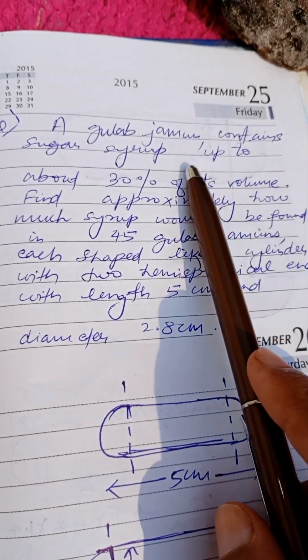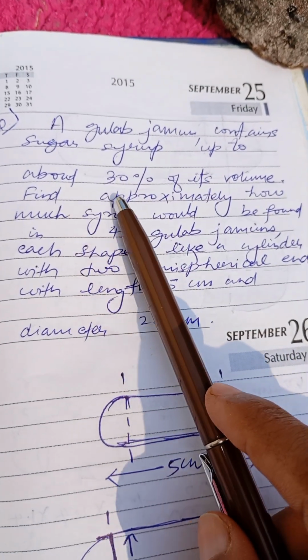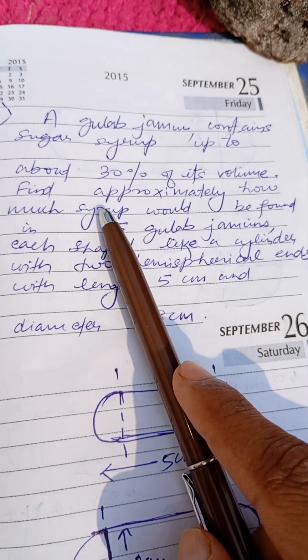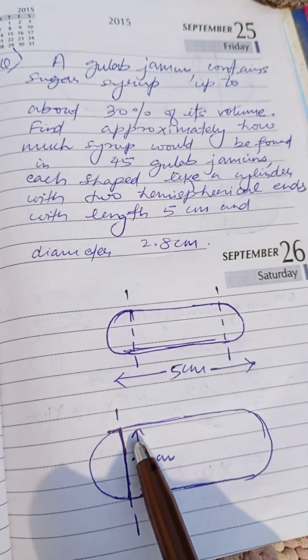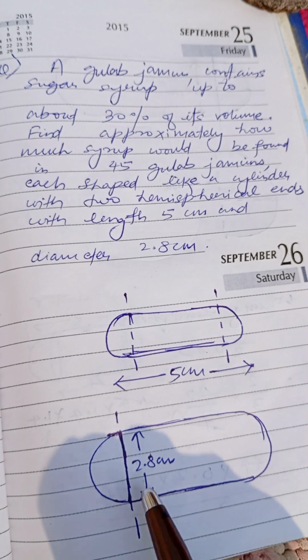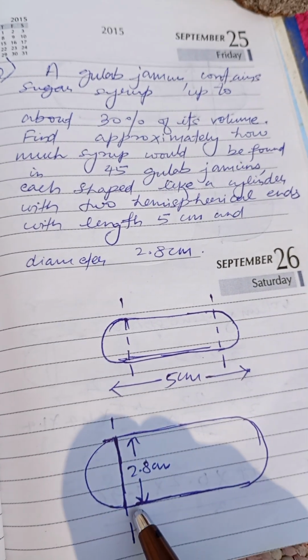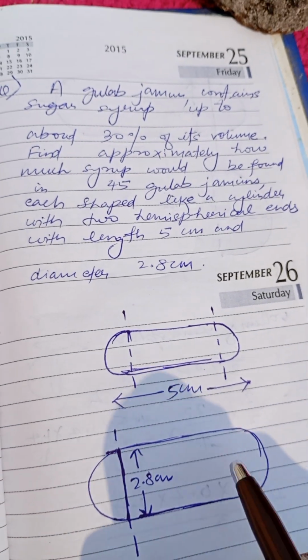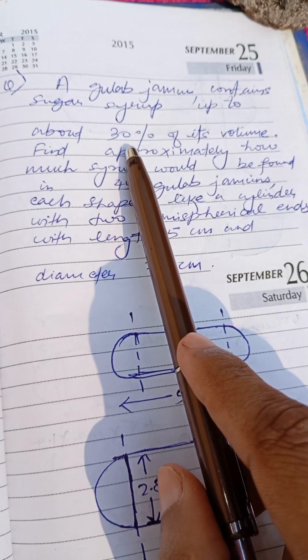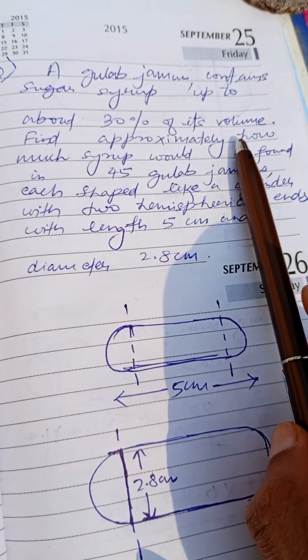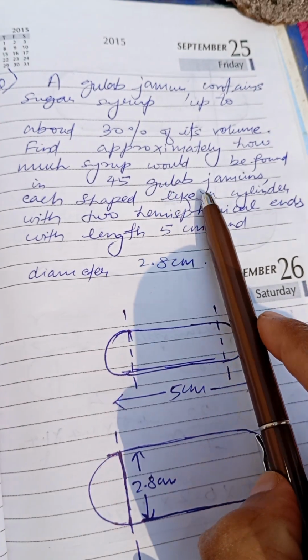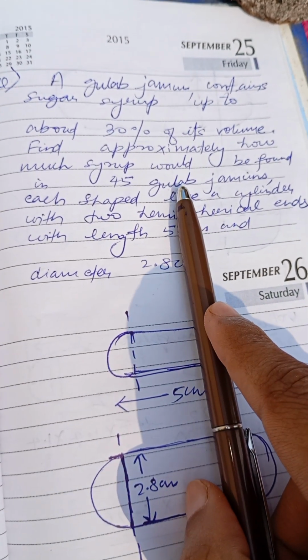A gulab jamun contains sugar syrup up to about 30% of its volume. Gulab jamun has this shape. We can see it has a cylinder part, and at the two ends it has hemispheres. Now in the gulab jamun the sugar syrup is 30% of its volume, and we have to calculate in 45 gulab jamuns how much sugar syrup would be there.